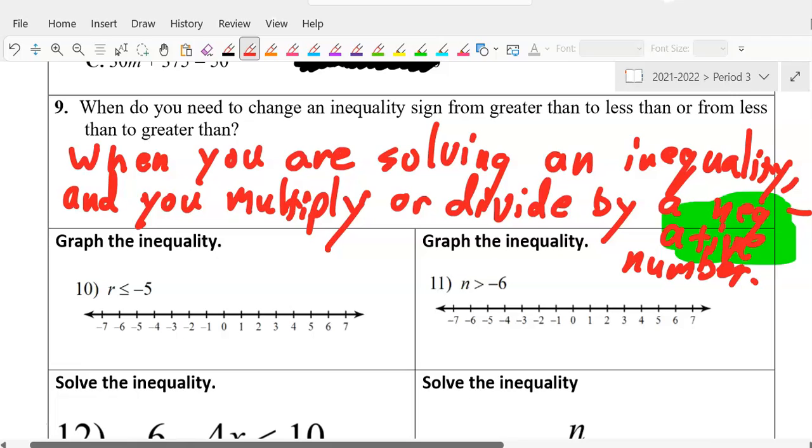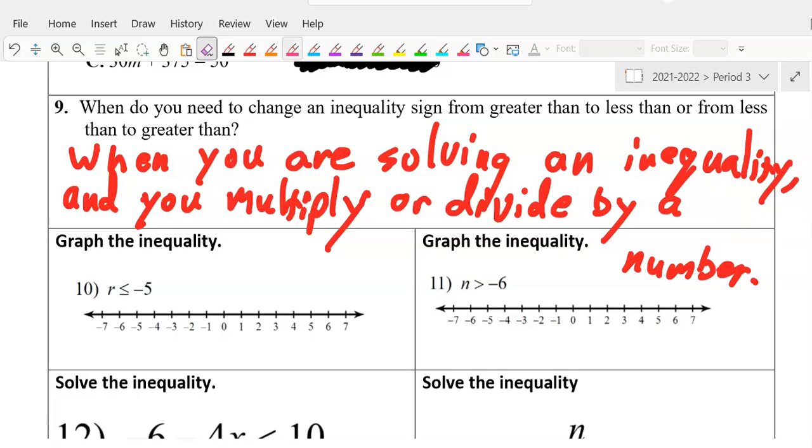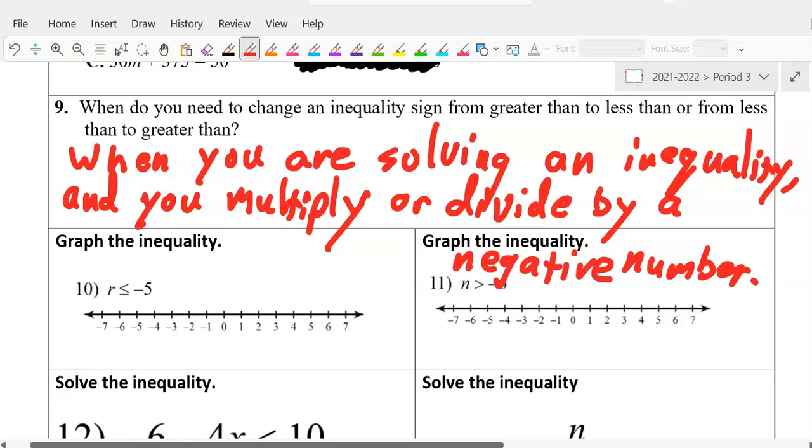Is that really hard to read? Yes. Okay, I'll rewrite that negative. Sorry about that. Okay, there we go. A little easier. By a negative number, which we already knew. All right. Excellent job, sir.